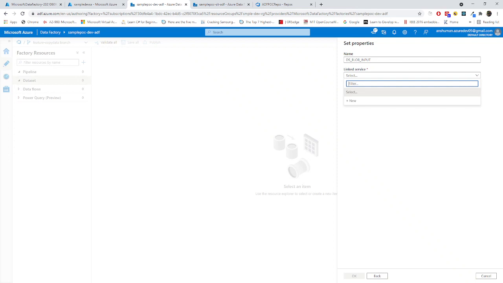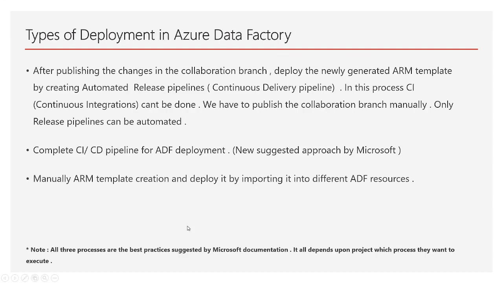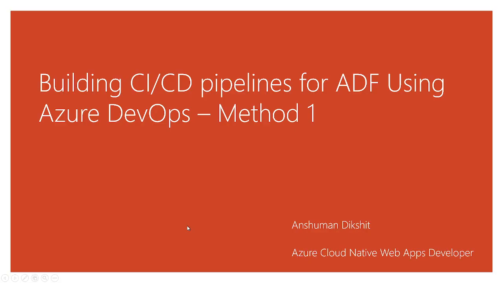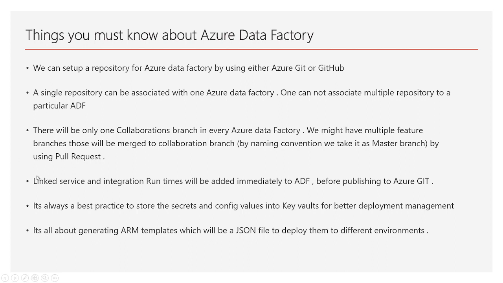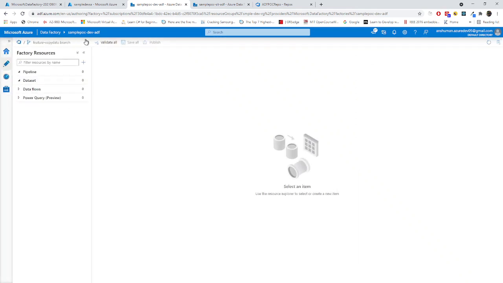So if we go to my PowerPoint presentation, you can see something over here. I have written in the first point that linked services and integration runtimes will be added immediately to the ADF before publishing to Azure Git. Now those things I will show you here. Okay, so let it be like this. Suppose I'm canceling this. I just want to show you something.